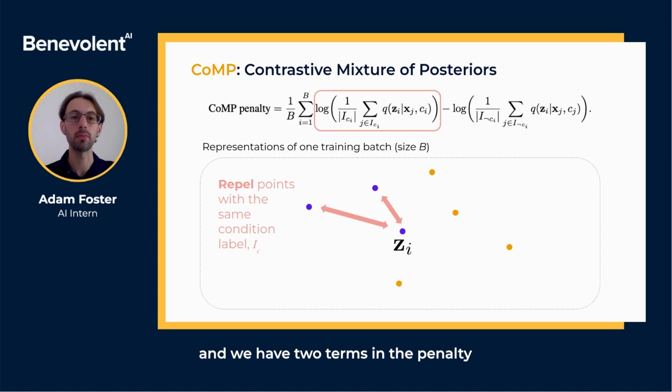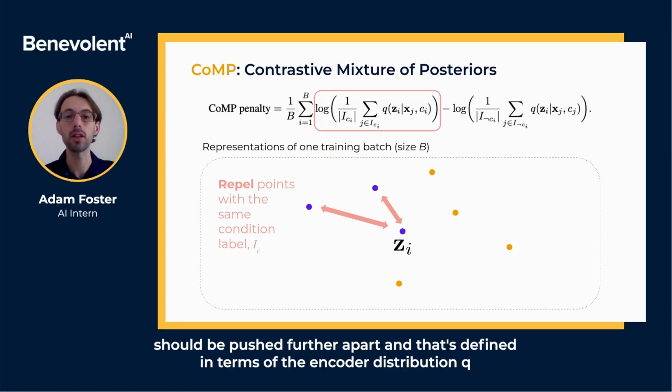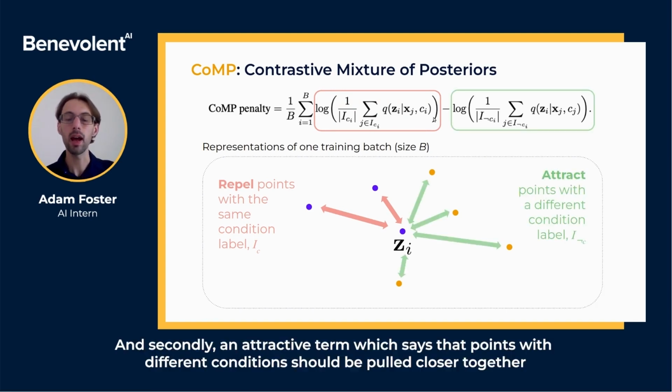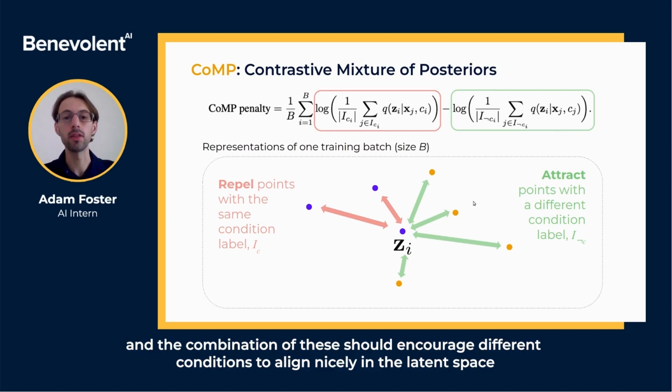And we have two terms in the penalty. The first is a repulsive term, which says that points with the same condition should be pushed further apart. And that's defined in terms of the encoded distribution Q. And secondly, an attractive term, which says that points with different conditions should be pulled closer together. And again, this is in terms of a mixture of the encoded distribution. And the combination of these should encourage different conditions to align nicely in the latent space.